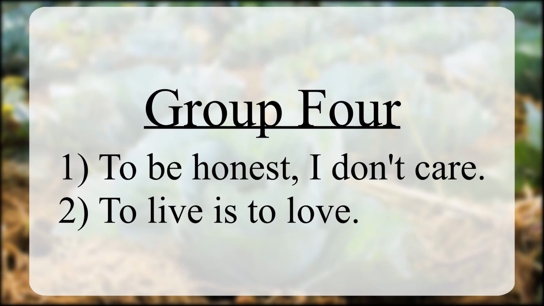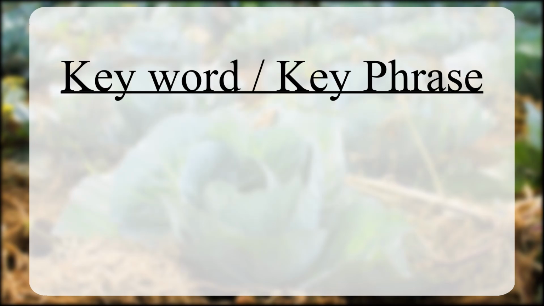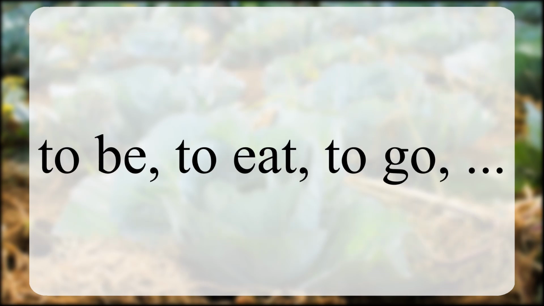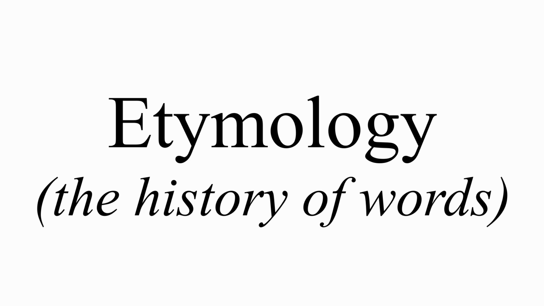Group 4. The keyword or phrase for this group is infinitives, which means the dictionary form, like to be, to eat, to go. In order to completely understand this group, we need to look at the etymology or the history of words.